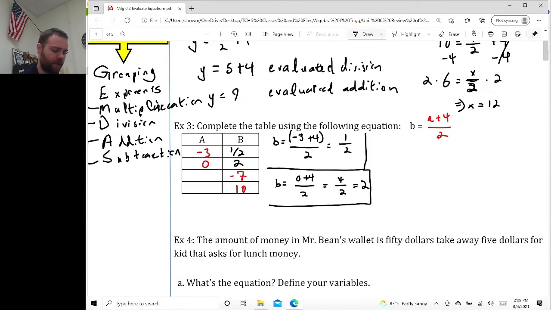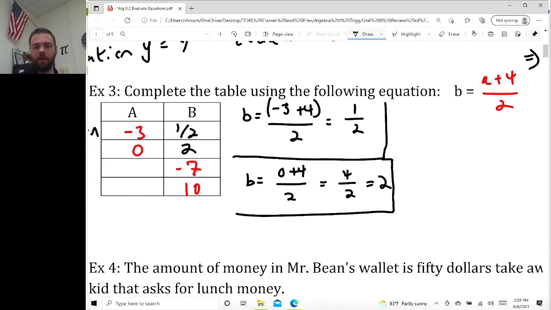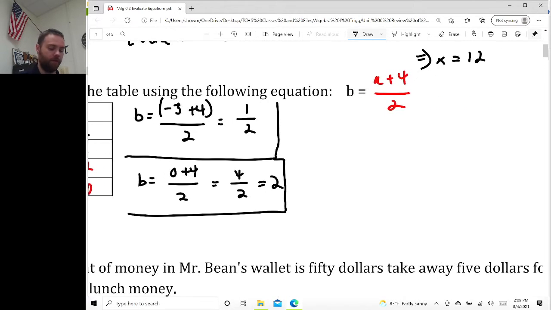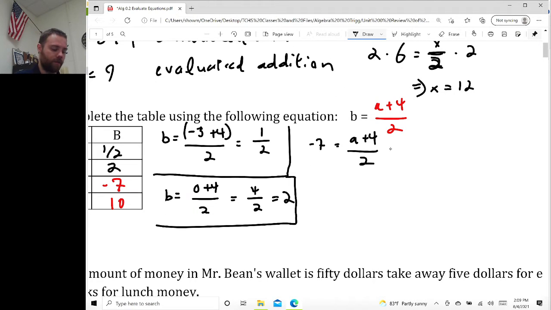And now they're wanting us to kind of rearrange the formula and solve. What I've got here is -7 for b. So instead of plugging it in for a, now I'm going to plug it in for b and leave a to be the unknown. So I want to know what a is when b is -7. So I've got -7 equals a plus 4 over 2. So I want to get rid of that 2. A plus 4 is being divided by 2. So I have to think to myself, what's the opposite of division? Well, that's going to be multiplication. So I'm going to multiply both sides by 2.